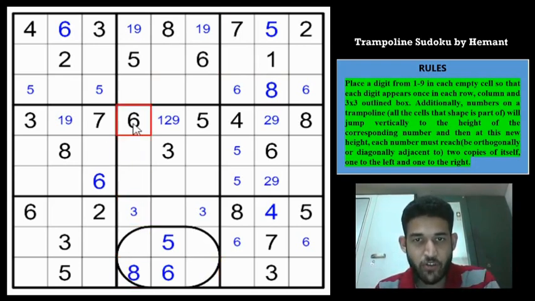1, 2, 3, 4, 5, 6, 7, 8. There is an 8 already on the right. And from this cell, in the diagonally and orthogonally adjacent cells, you must have an 8. So 8 must go here. Superb. So 8 in column 2 and column 3 gives us an 8 here.